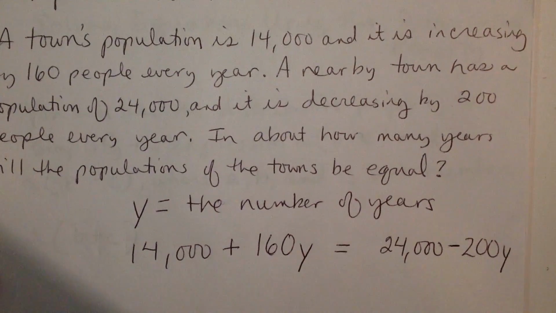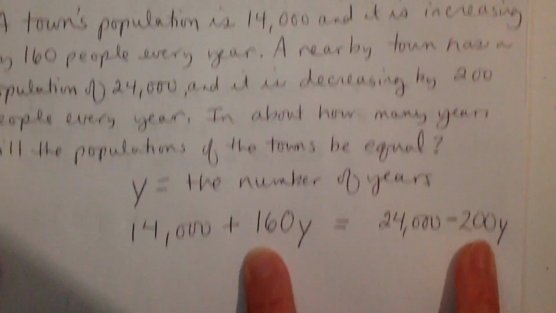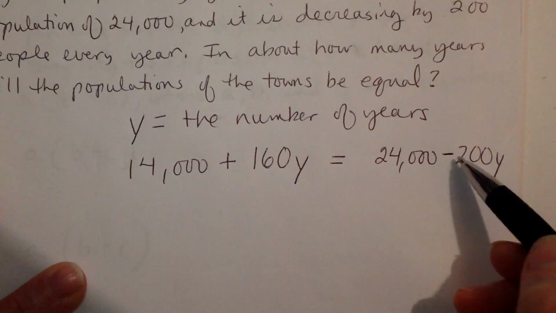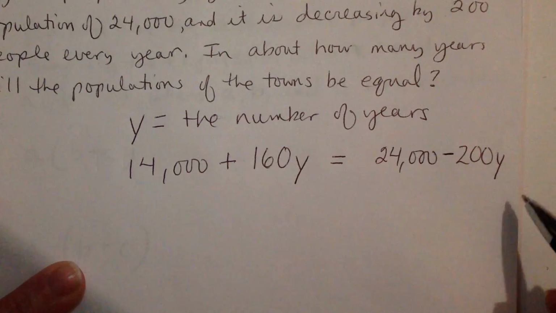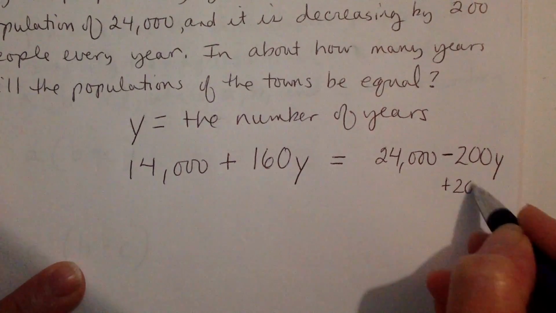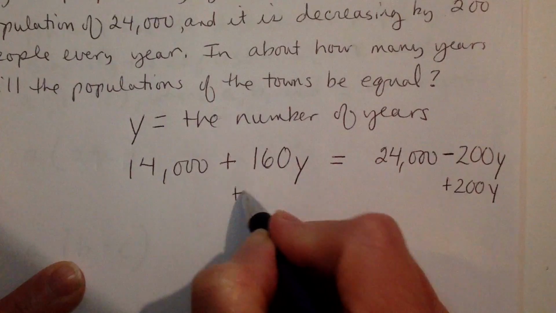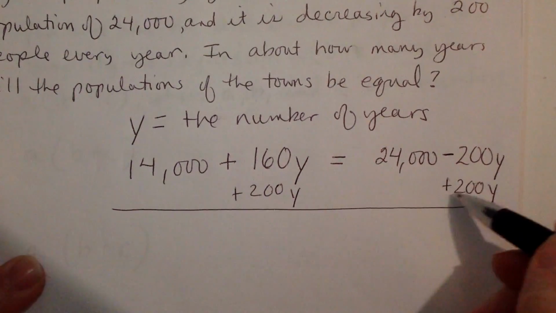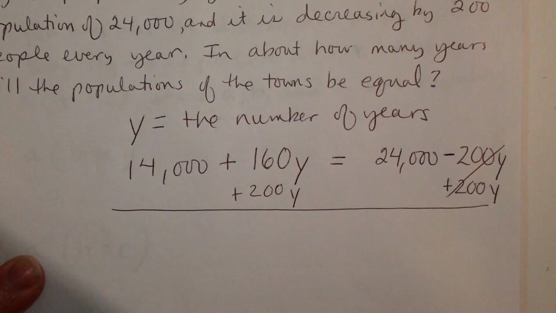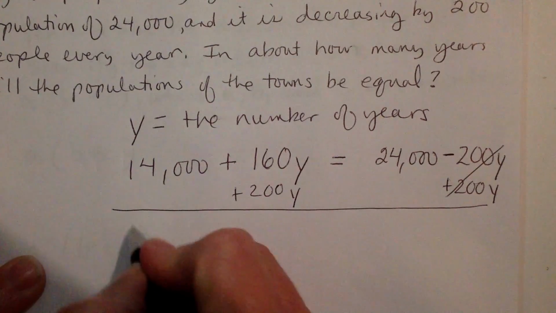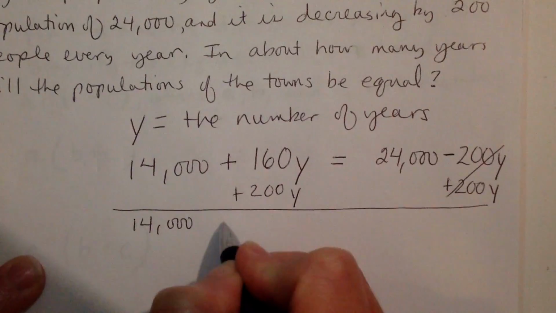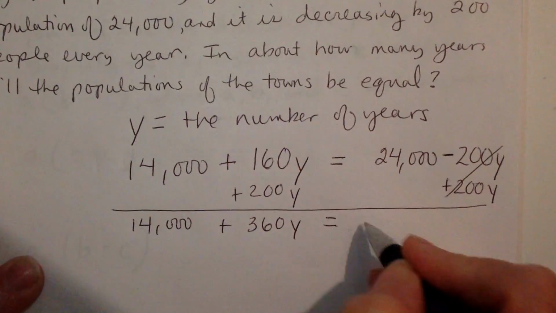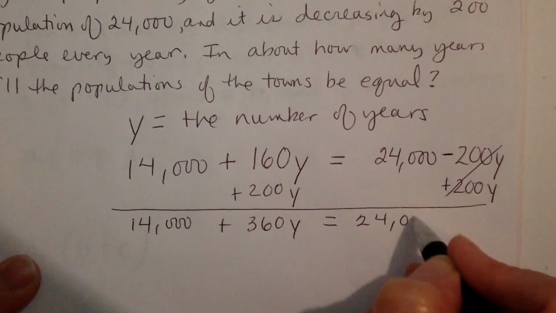I notice that I have variables on both sides. So let's solve this equation. The opposite operation of subtracting 200y is to add 200y to both sides. The 200y's cancel on the right-hand side. I end up with 14,000 plus 360y equals 24,000.